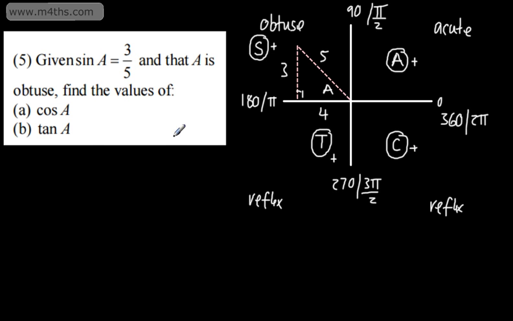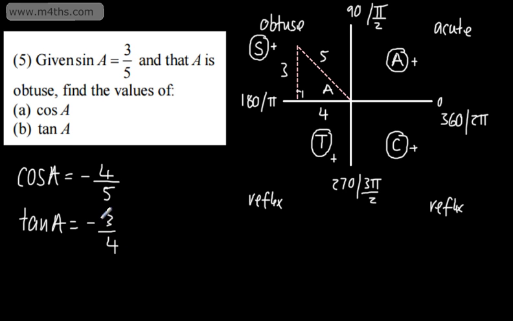So if we look now, we can say that cos A is going to be equal to the adjacent over the hypotenuse, but because it's in this second quadrant and it's an obtuse angle, it will be negative. So negative 4/5. If it was in the first quadrant, it would be positive. Tan A is going to be the opposite over the adjacent. That's going to be 3/4, and again, that is going to be negative.